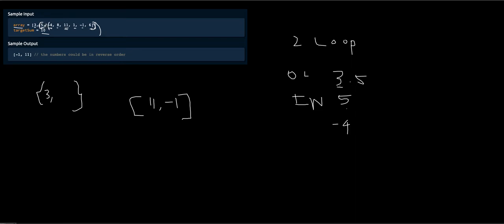When I go to 5, I'll check if the difference of this target sum and this current element, 10 minus 5, which is 5, already exists in this list. If it does not exist, then I'll enter this element which is currently being traversed. And when I go to the number minus 4, I'll see the difference between 10 and minus 4, which is 14. So it does not exist here. So I'll enter minus 4.